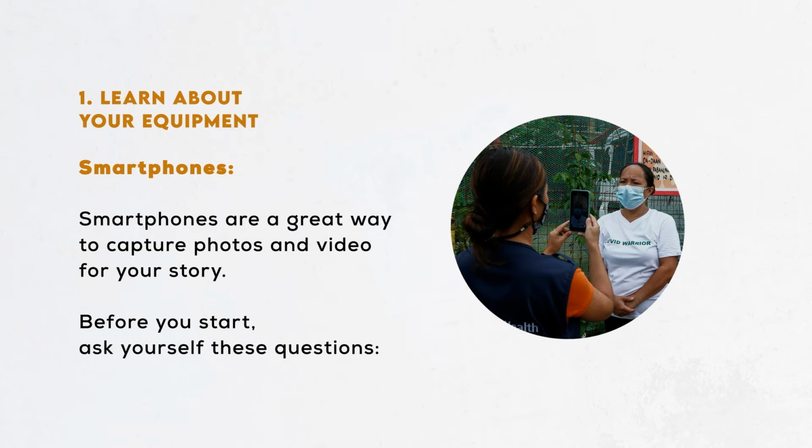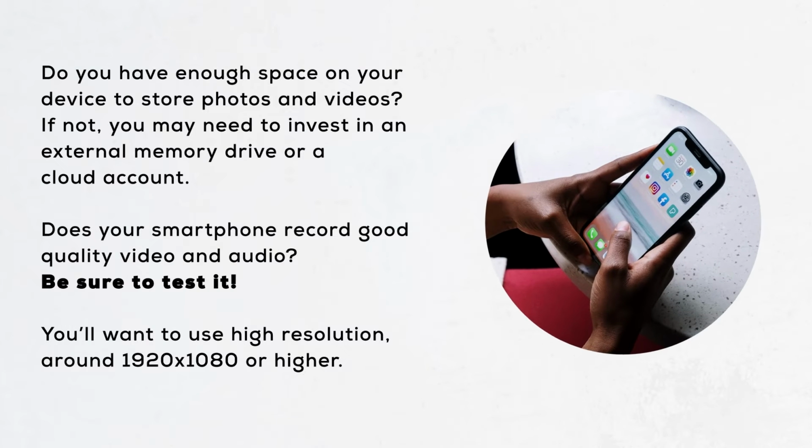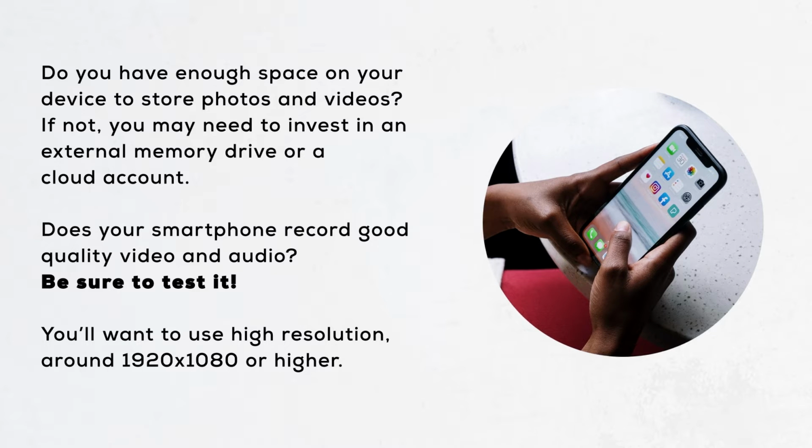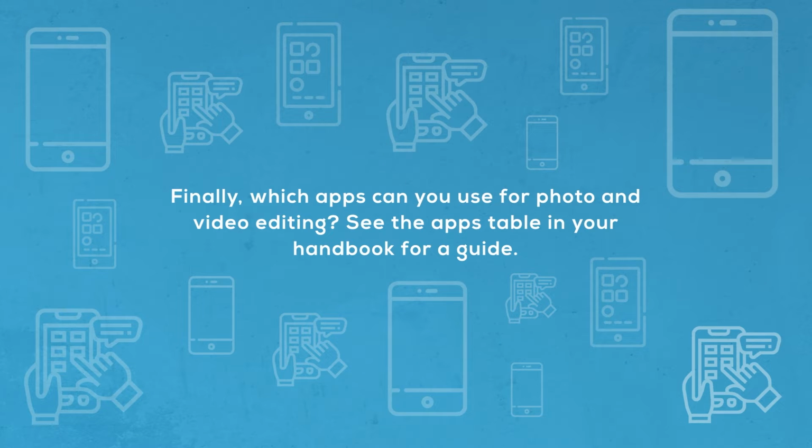Smartphones are a great way to capture photos and video for your story. Before you start, ask yourself these questions. Do you have enough space on your device to store photos and videos? If not, you may need to invest in an external memory drive or a cloud account. Does your smartphone record good quality video and audio? Be sure to test it. You'll want to use high resolution, around 1920 by 1080 or higher. Finally, which apps can you use for photo and video editing? See the apps table in your handbook for a guide.